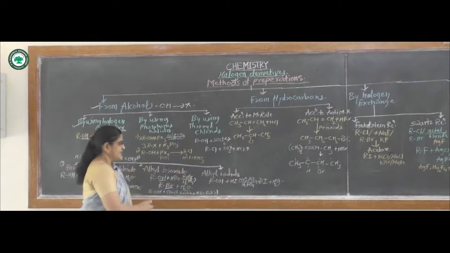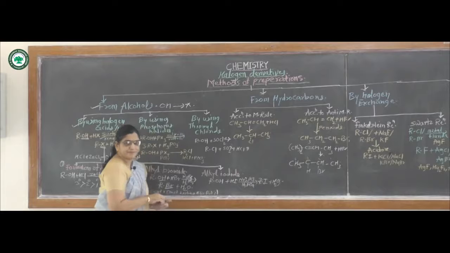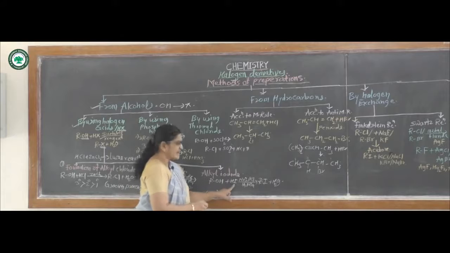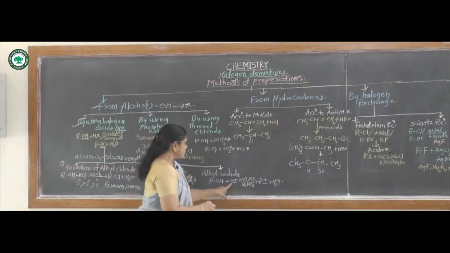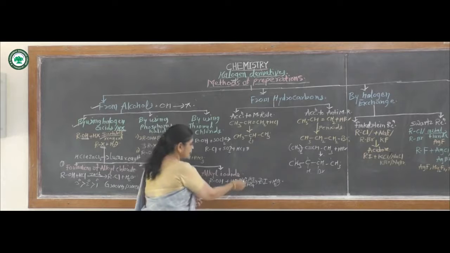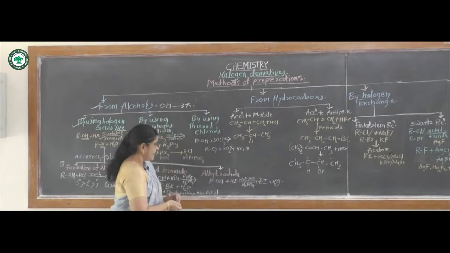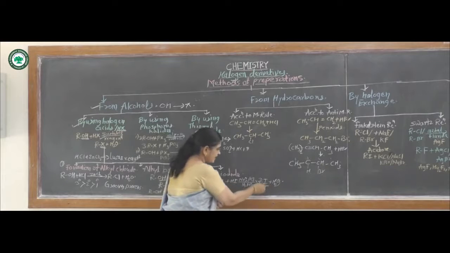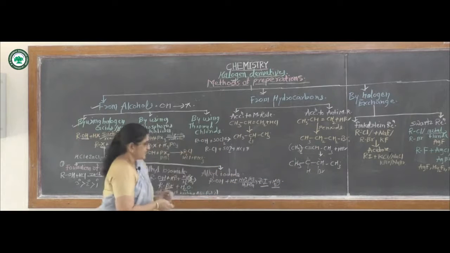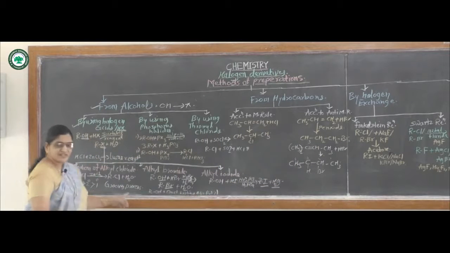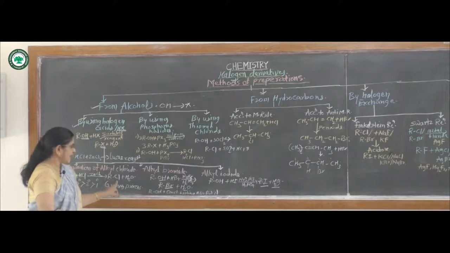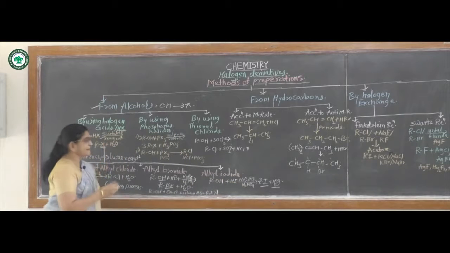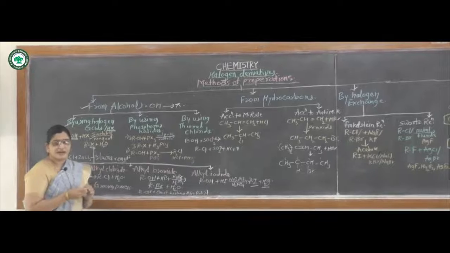Third, preparation of alkyl iodide. In this reaction the alcohol ROH reacts with hydrogen iodide, HI, in the presence of sodium iodide or potassium iodide and phosphoric acid, H3PO4. Then it gives alkyl iodide plus H2O. In this way, in the first method, we prepare alkyl chloride, alkyl bromide and alkyl iodide in the presence of suitable reagents or under suitable conditions.